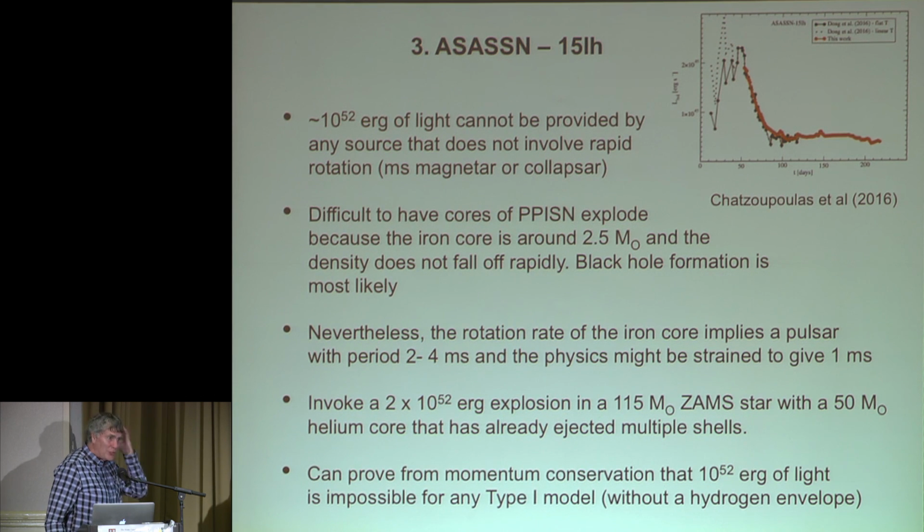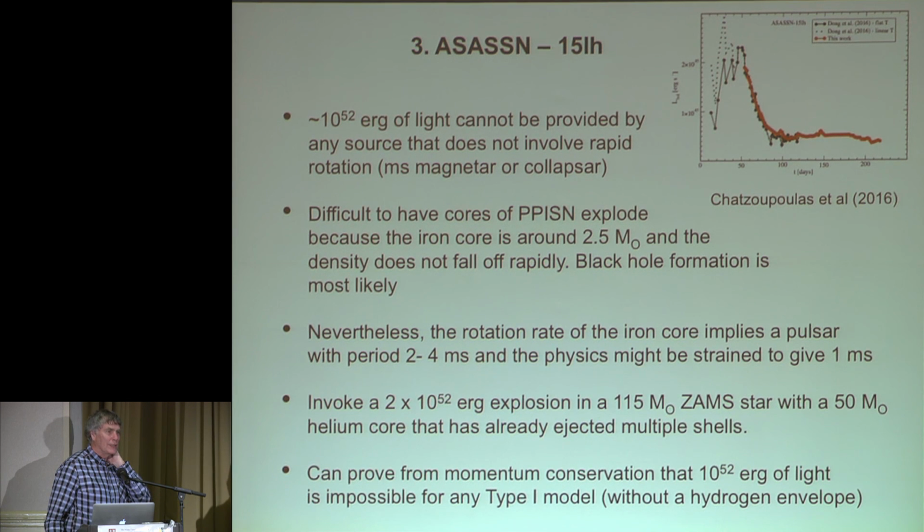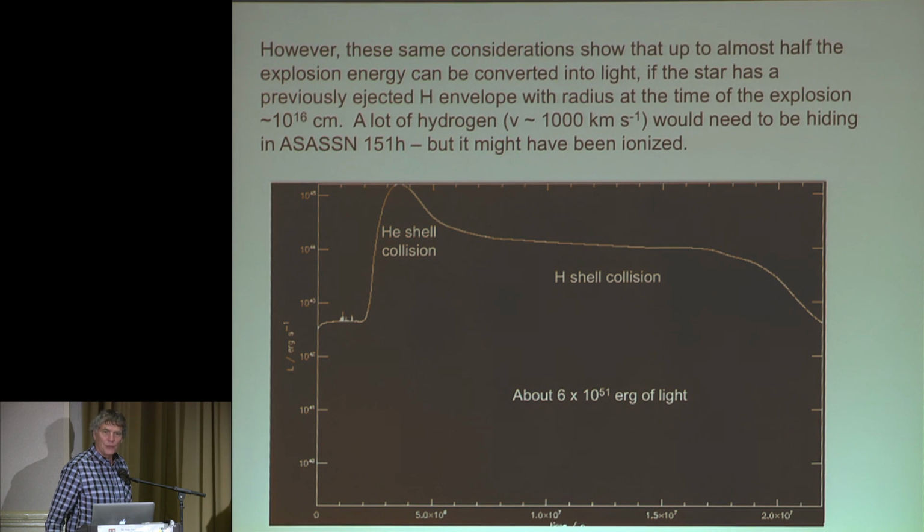But what I was able to show is that you could not do it with any type 1 object. That is, the collision between the helium shells. There wasn't enough mass in the helium shells. You know, 4 or 5 solar masses wasn't enough to convert the 2 times 10 to the 52 ergs in the 40 solar masses that was expanding into light. And it just didn't work. But if I had a hydrogen envelope, I could make it almost work.